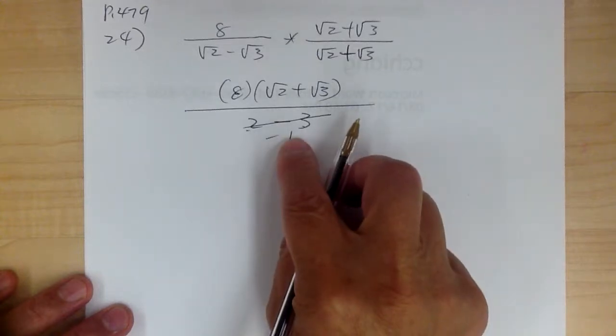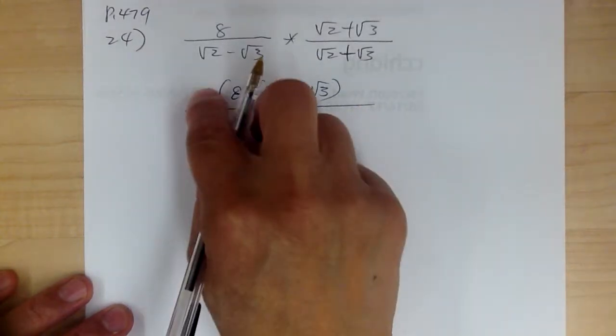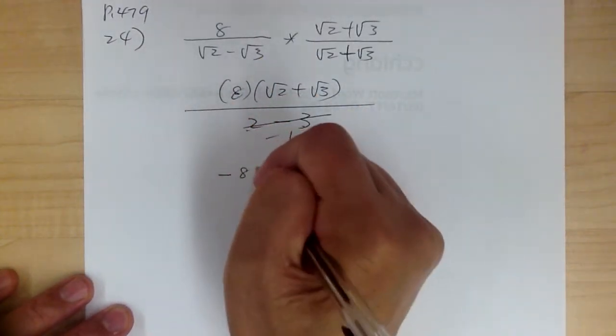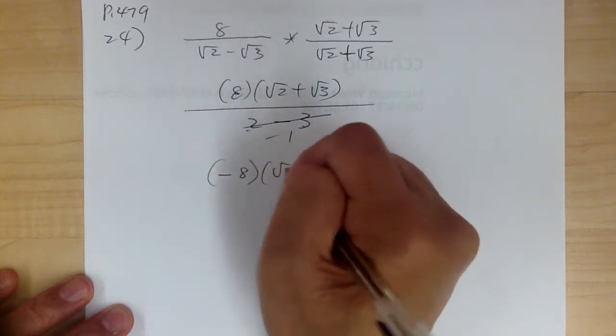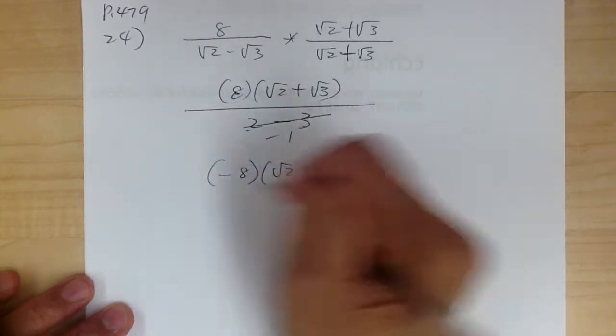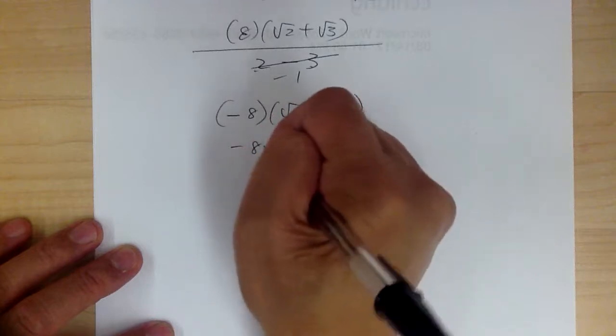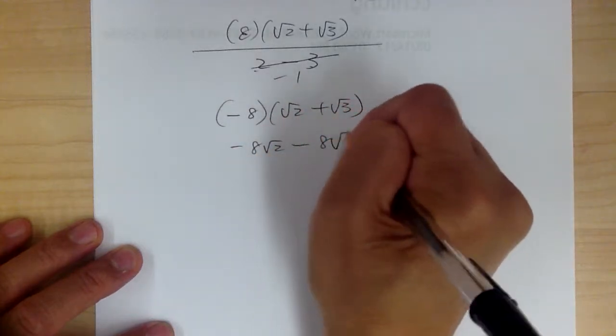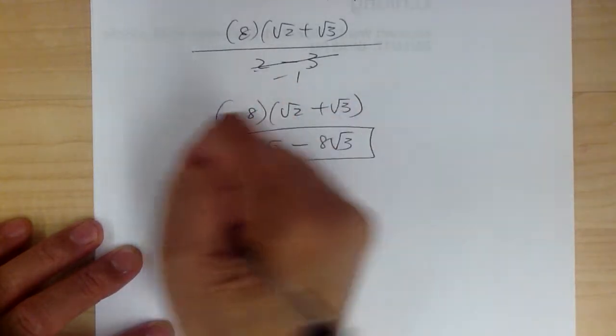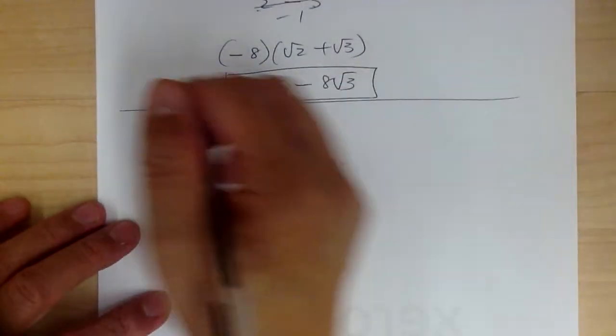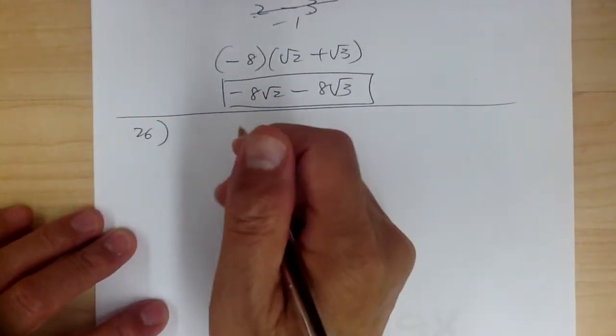So now you don't want to keep the negative 1 down here. You want to bring it on the top. So you end up with negative 8 square root of 2 plus square root of 3. So now you multiply, you get negative 8 square root of 2 minus 8 square root of 3. Okay. Let's go to number 26.